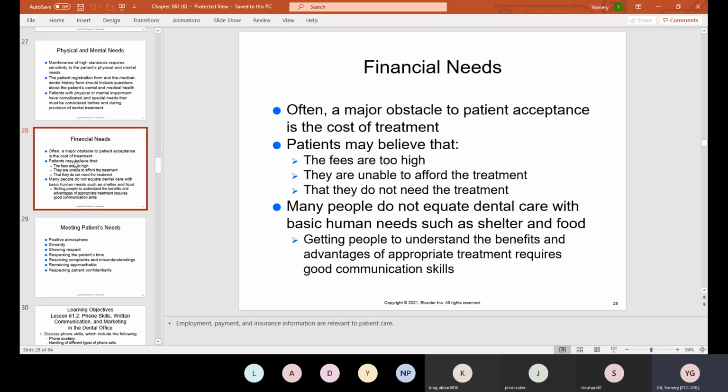But most offices do offer some type of financing to help them pay for the dental treatment. Many people do not equate dental care with basic human needs, such as shelter and food. Getting people to understand the benefits and advantages of appropriate treatment requires good communication skills.